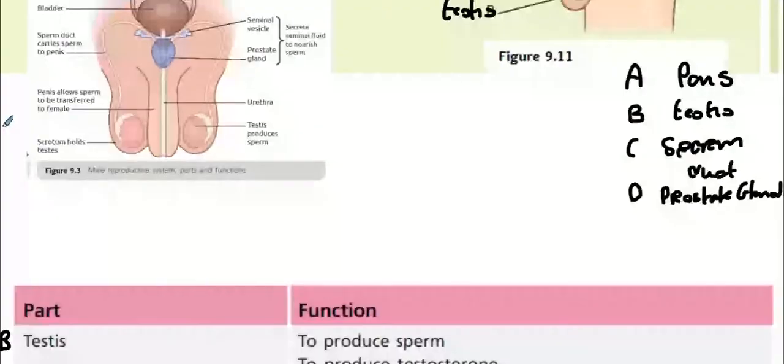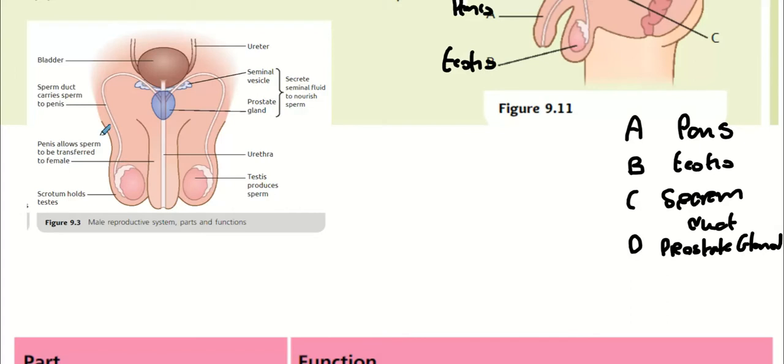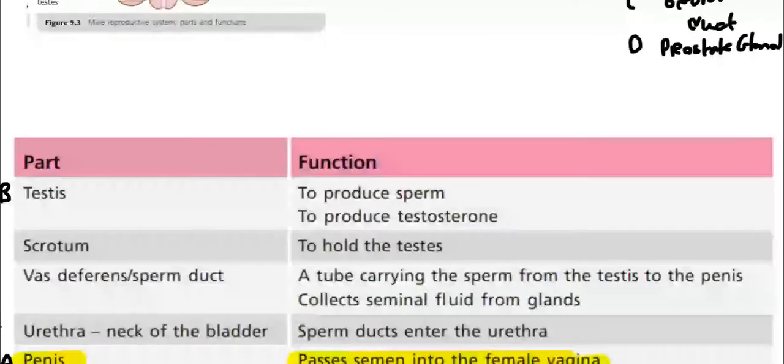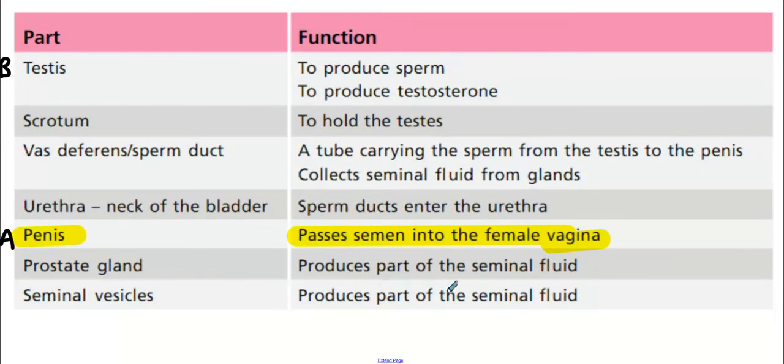C, which was the sperm duct, doesn't seem to be in this list, but I think we can give it up here anyway. The sperm duct is used to carry sperm to the penis, so you have to write that down as well. And then D, the prostate gland, produces part of the seminal fluid. So that's what D does. Those are the functions, what they do.